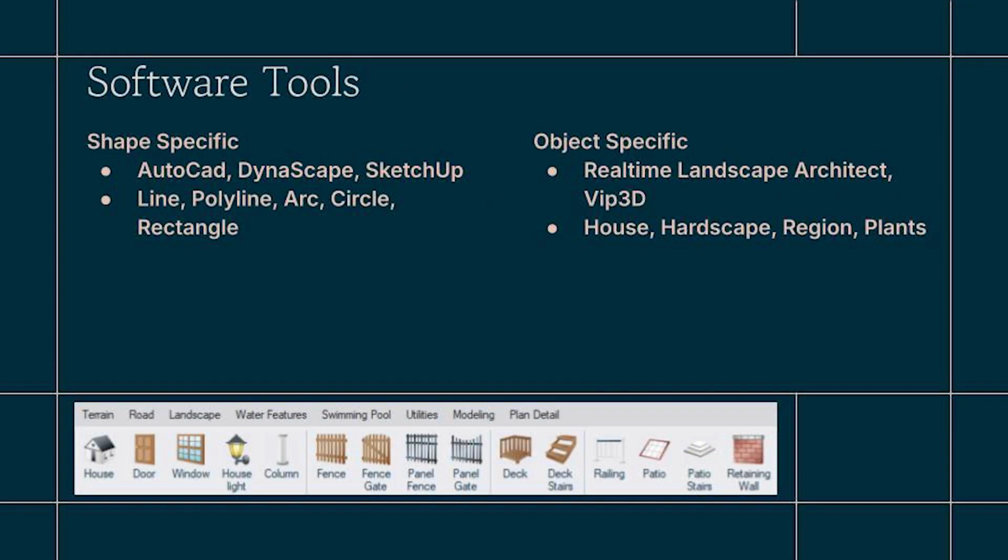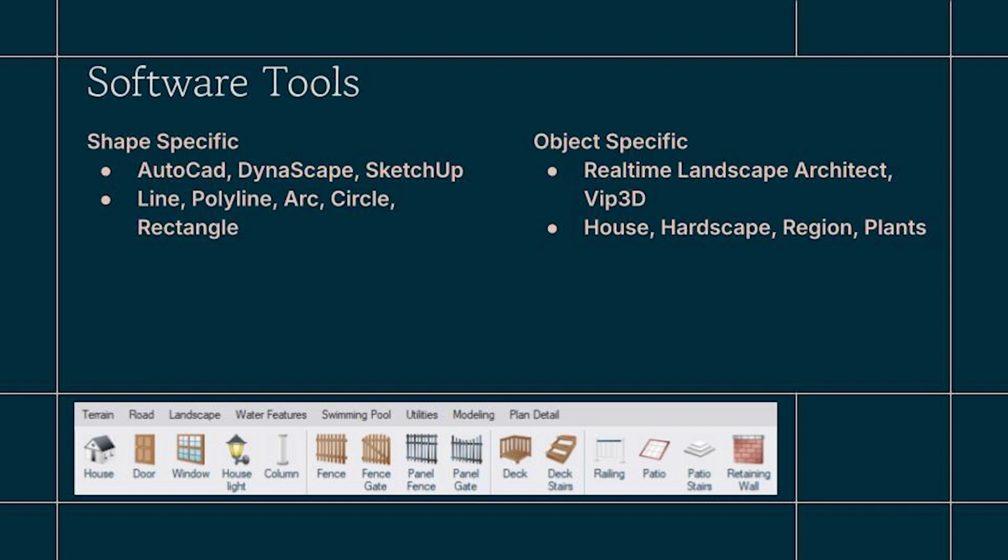One of the differences between the softwares were what kind of tools they had. Some of the softwares had shape-specific tools such as AutoCAD, Dynascape, and SketchUp, while others had object-specific tools such as Real-Time Landscape Architect and VIP 3D. The shape-specific tools included things like the line, the polyline, an arc, a circle, and a rectangle. However, the object-specific tools included house tools, hardscape tools, region tools, and plant tools. The image on the bottom shows some of the house tools in Real-Time Landscape Architect, which include house, door, window, house light.